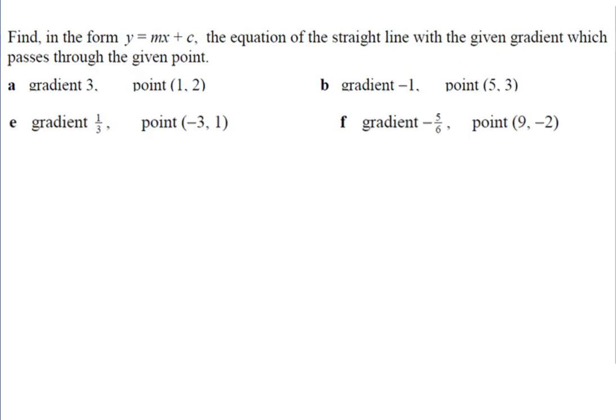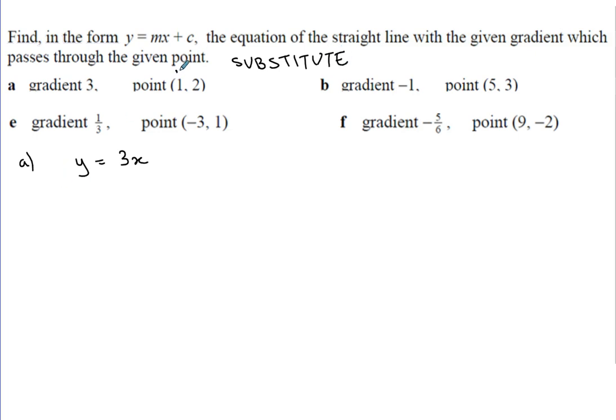Okay, here we have to find the equation of the straight line, where we're given the gradient and a point that actually lies on the line. So for A, we've got the gradient 3, so we know it's y equals 3x. Now, if that point lies on the line, then it has to satisfy that equation. So what you do is you substitute that point on the line.